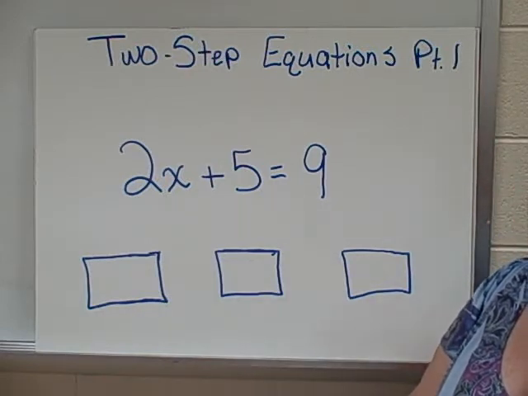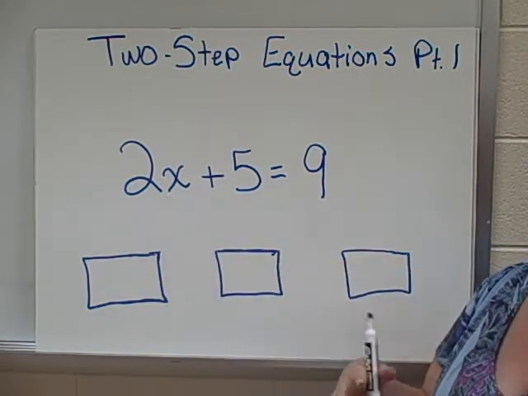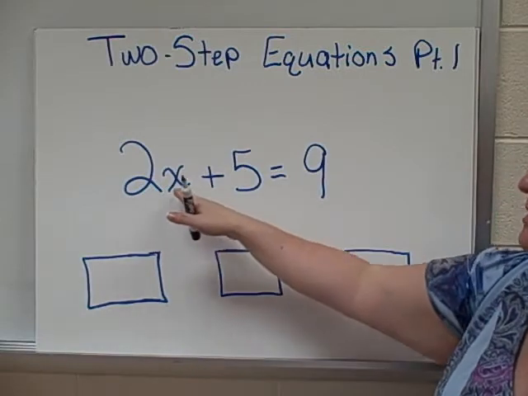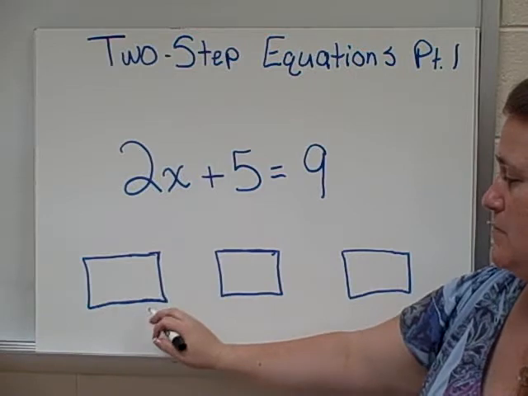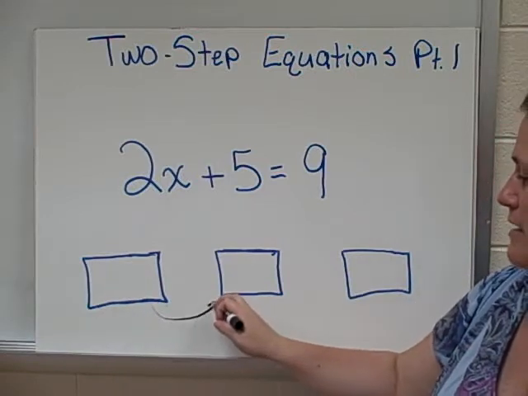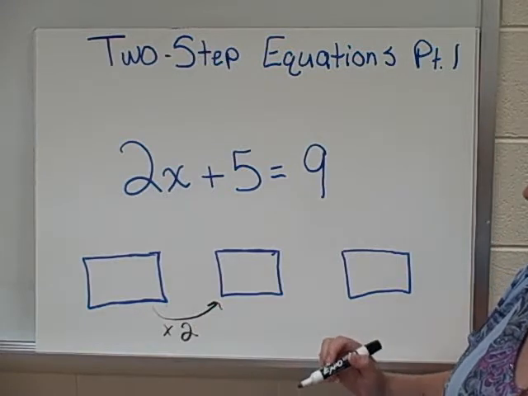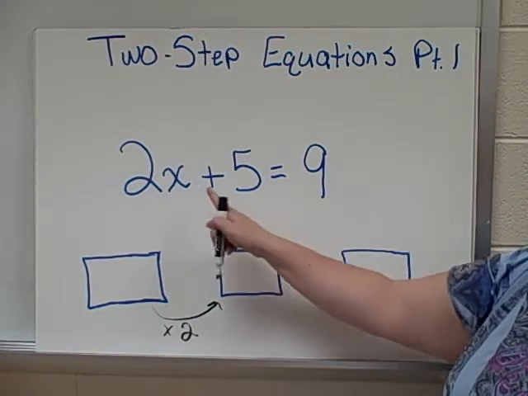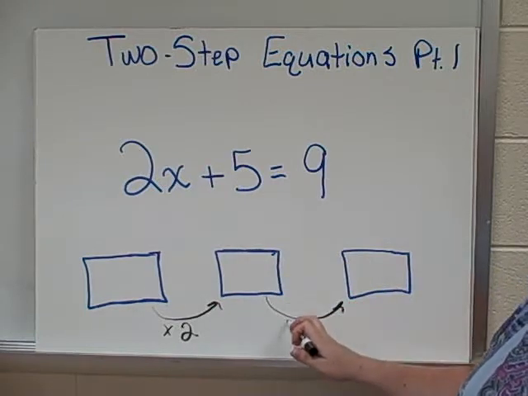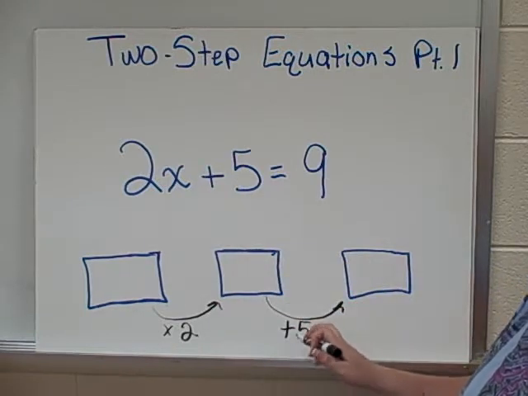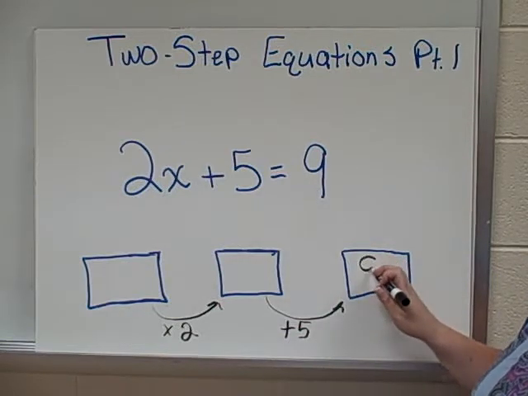So what if I was doing this in order of operations? Let's say there was really a number here. What would I do first? Well, I would multiply this number by 2. So I don't know what x is, but I would multiply it by 2. And I don't know what that answer is going to be, but the next thing I would do is add 5. And I would get my answer of 9.